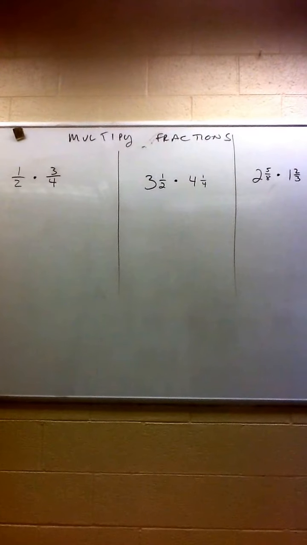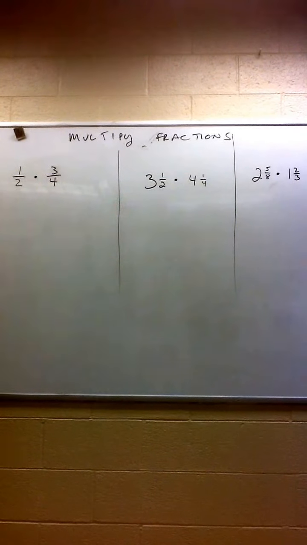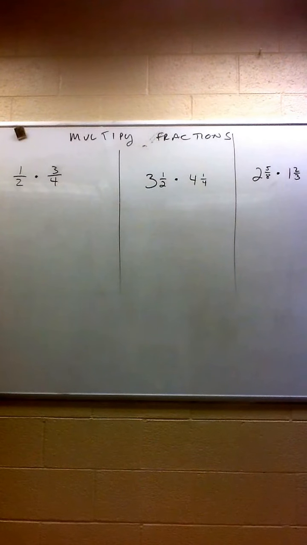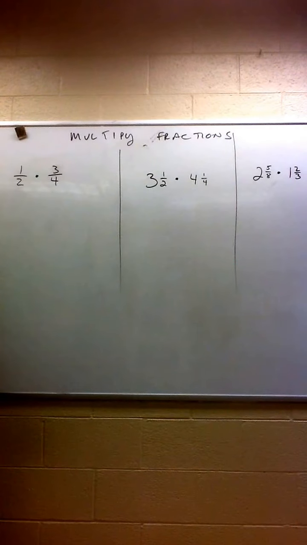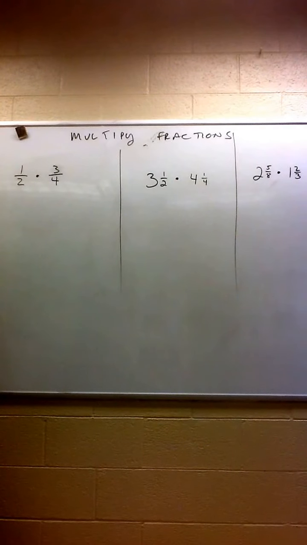Okay, today we're going to review how we multiply fractions. If you take a look on the board here, we've got three problems. Let's start with the first one. Pretty easy stuff. First thing, when you're multiplying fractions, you just multiply across. Multiply the numerators, multiply the denominators.